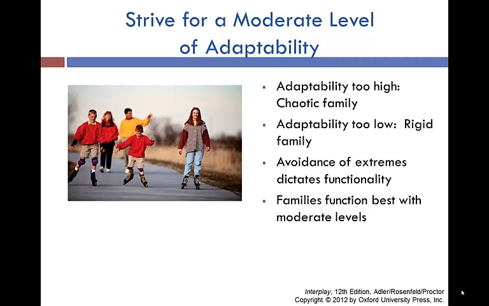Adaptability to change in a family is important. For example, as children grow into adults, parents need to adapt to these changes. Likewise, when parents change, children need to learn to adapt as well. When adaptability is too high, this can create chaos within the family. Rigidity can occur when adaptability is too low, so therefore a moderate level of adaptability is desirable.